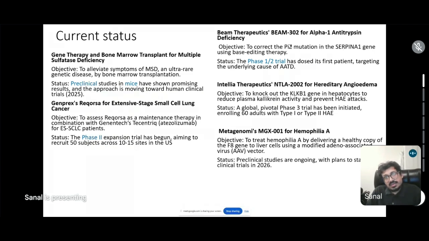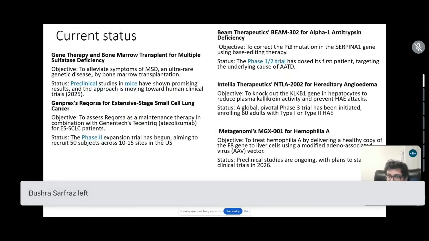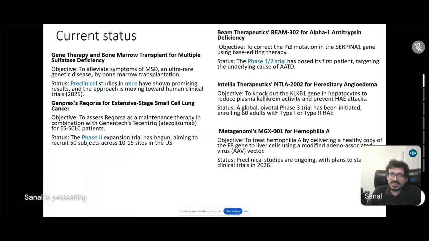And another disease which was amenable to gene therapy is hemophilia A and hemophilia B. To treat hemophilia A by delivering a healthy copy of factor VIII gene to liver cells using a modified adeno-associated vector. So this was a metagenomics trial for hemophilia A.